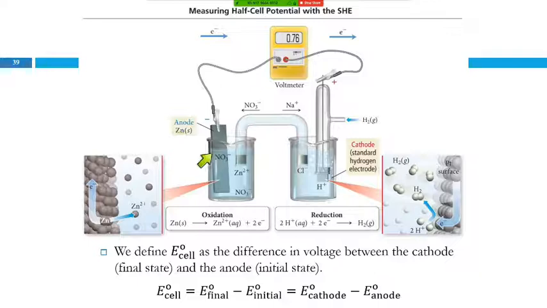So here we have our zinc cell, zinc anode, zinc ions in here, and we've learned that zinc likes to be oxidized. It'll lose its electrons pretty easily. So this is oxidation, this is going to be the anode. Now over here, instead of the copper or something else, we're going to put our standard hydrogen electrode. And we're going to use a voltmeter to measure the difference in potential energy between these two cells. So we have oxidation occurring at the anode, reduction occurring at the cathode. And we're going to define E cell as the difference in voltage between the final state and the initial state.